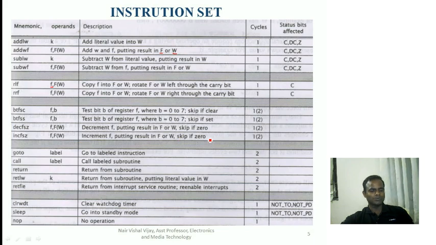Now here you can see that in the bracket you have 2. That means whenever the instruction is executed, that is, if it is not skipped but it is executed, then you require 2 cycles. But if it is skipped because it is 0, then it requires only 1 cycle. So that is why there are two columns.